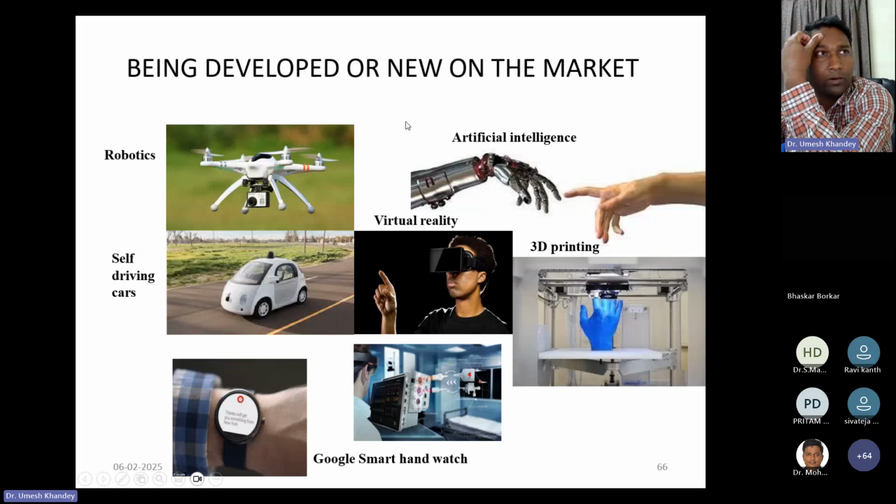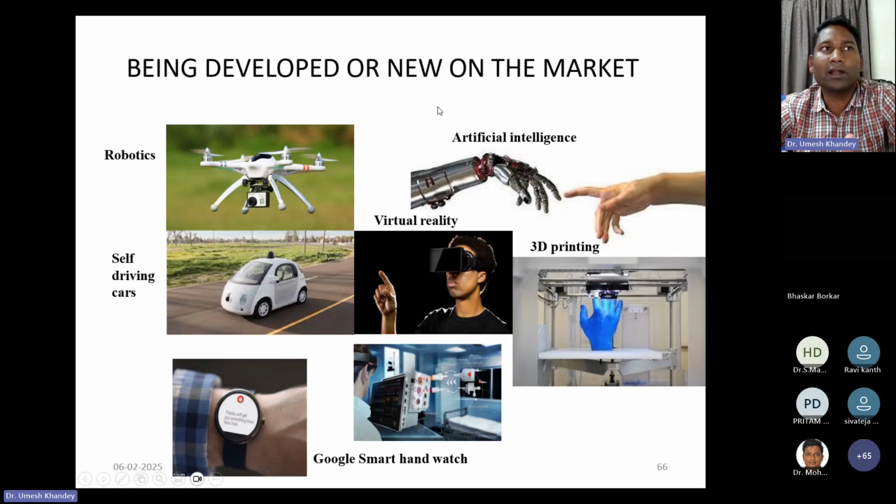So, being developed or new on the market, or maybe this one is already developed. What are those things? Robotics for weather forecasting. You may send these anywhere, and through the help of sensors it can collect the information, store it in big data, analyze it, and give you a conclusion about what is going to happen, or what is actually happening.